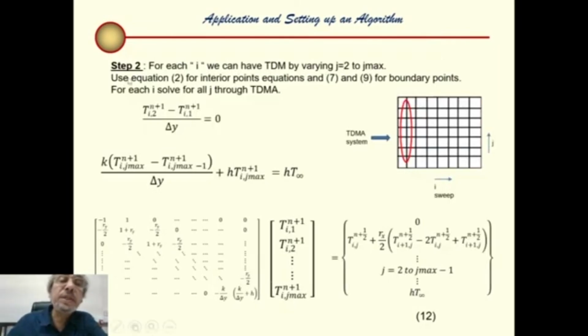Then we go for step 2. It is just alternate direction. So now we will have the I sweep. We'll progress from I equal to 2 to I max minus 1, and j will vary, and in equation 2 we will vary j from 2 to j max minus 1. So this will form the tridiagonal matrix, and values at the n plus 1 level are not known. These are the unknown values at the n plus 1 level.